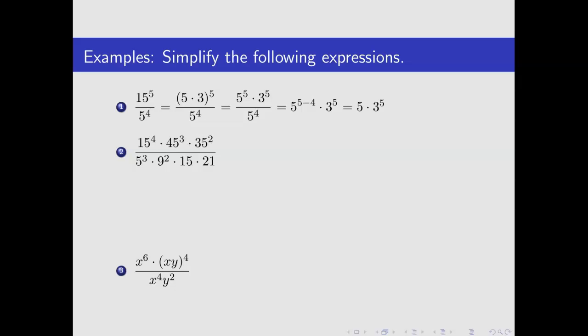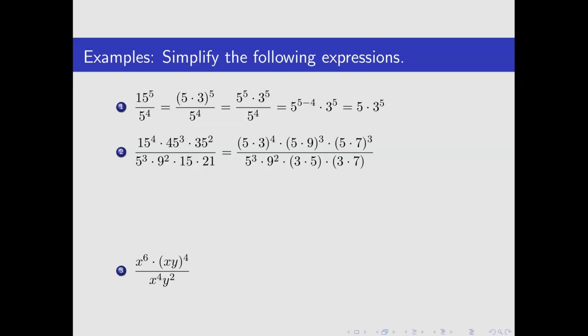Now, our next example, we have something much more complicated on number 2. We have 15 to the fourth times 45 to the third times 35 squared over 5 to the third, 9 squared times 15 times 21. And again, I just picked one way to simplify. You could do it another way. As long as you get the same answer at the end, it's fine. I'm going to change the 15 to 5 times 3, the 45 to 5 times 9, the 35 to 5 times 7. In the denominator, the 15, I'm changing to 3 times 5, and the 21 to 3 times 7.